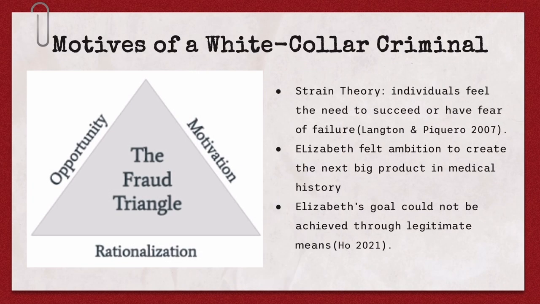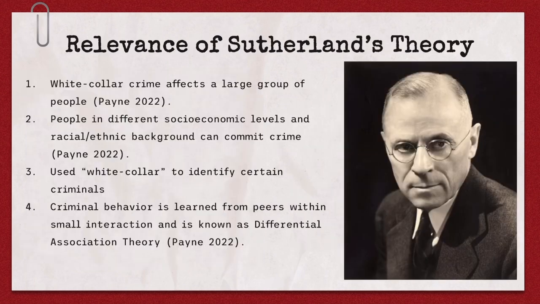Strain theory helps explain the motives of white-collar crime. In this case, Elizabeth's failure to create a revolutionized device caused her to find malicious ways to achieve this goal regardless of whether it was done through legitimate means or not.